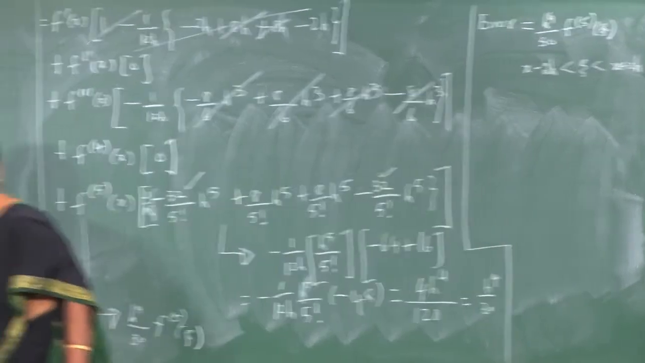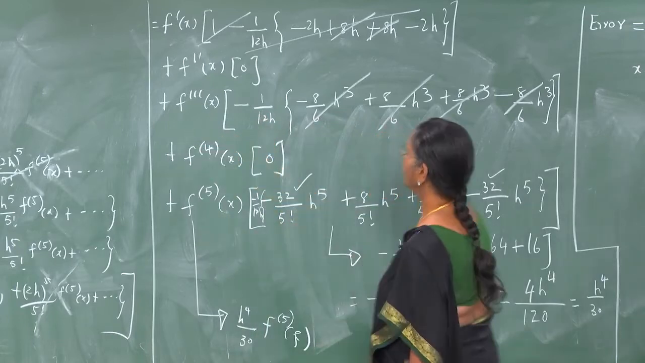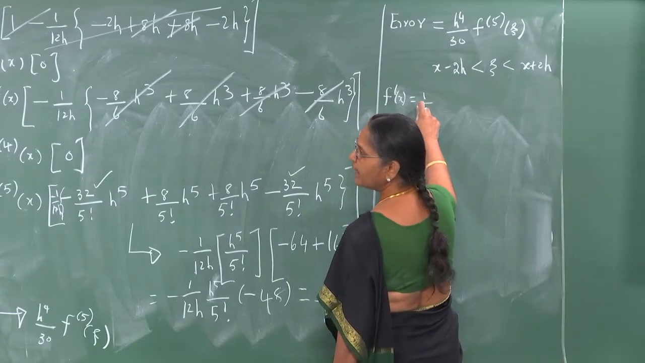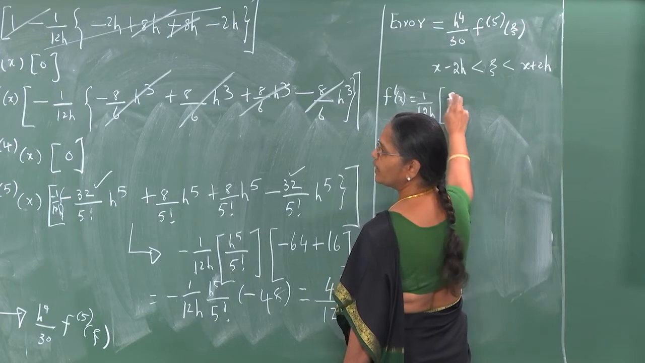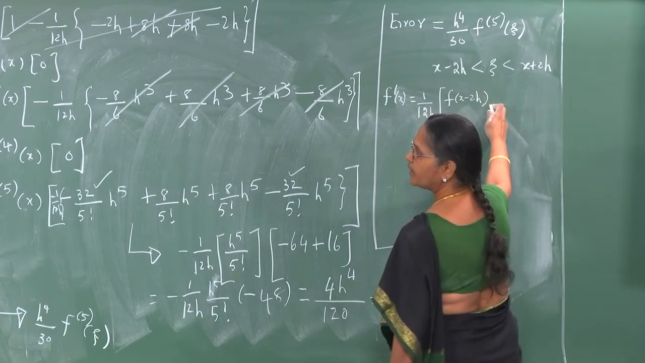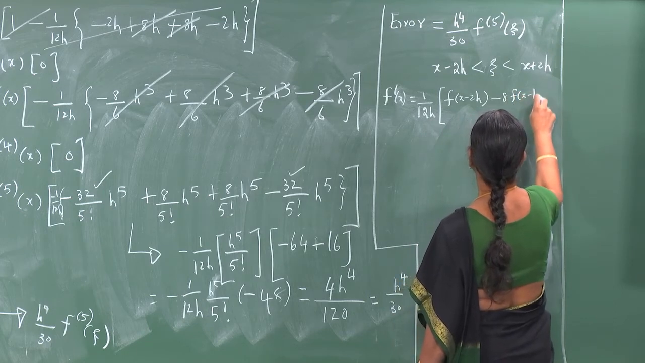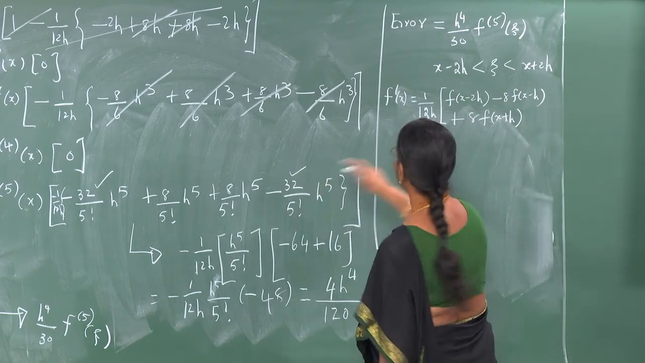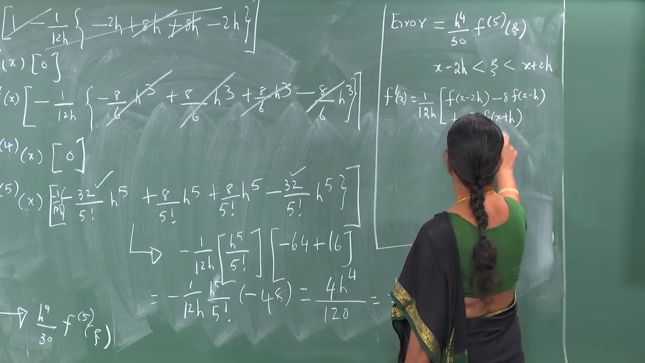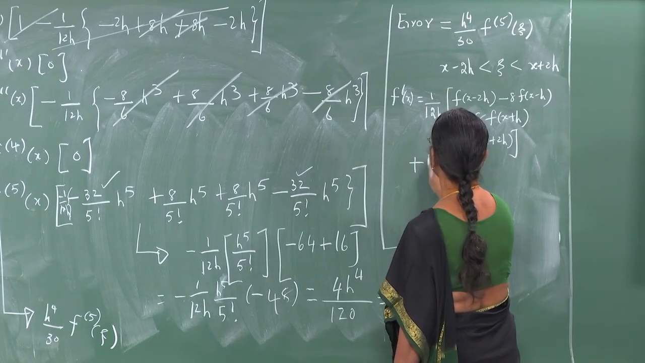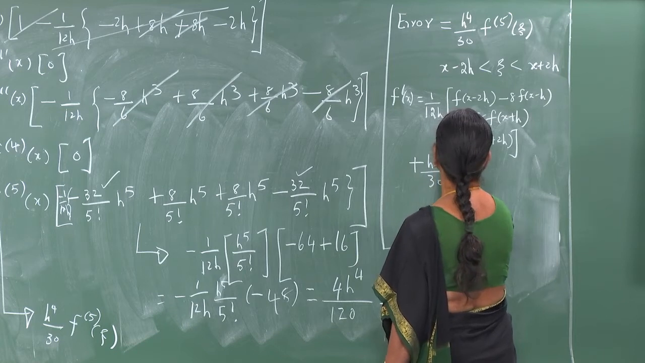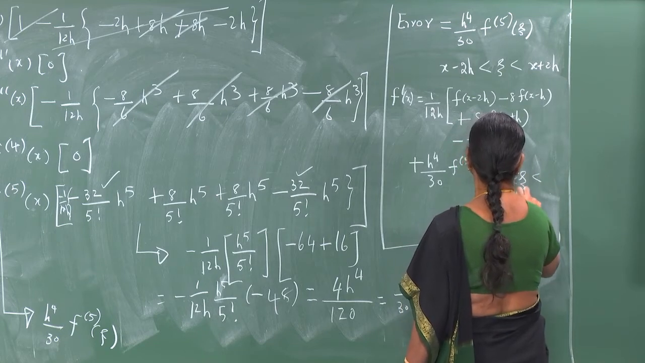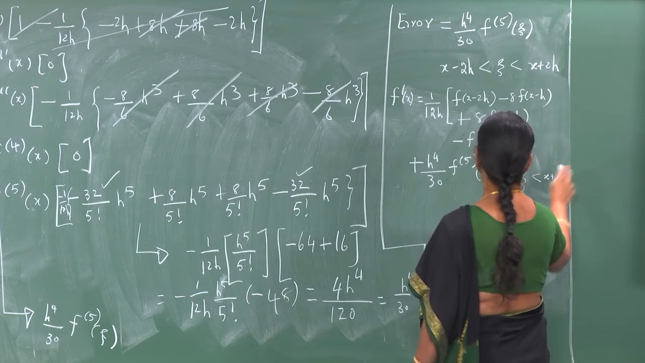And so, we have a numerical differentiation formula for f prime x given by f prime x is 1 by 12h into f at x minus 2h minus 8 f at x minus h plus 8 f at x plus h, and the last term is minus f at x plus 2h, and the error term is plus h power 4 by 30 into the fifth derivative at psi, for psi lying between x minus 2h and x plus 2h.